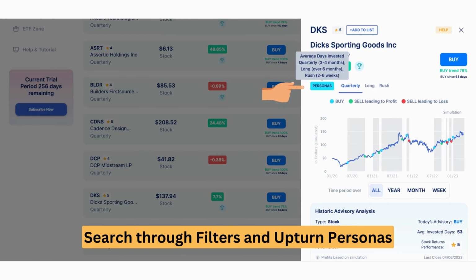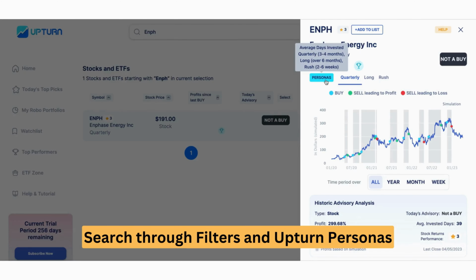Upturn Advisories also caters to different investment time lengths through a concept called personas. Every stock has 3 personas. Quarterly is the default persona, which is an average investment time of 3 months. Long personas have an average investment time beyond 3 months, and the rush personas have an average investment time of fewer than 6 weeks. ETFs have only 2 personas, quarterly and long.